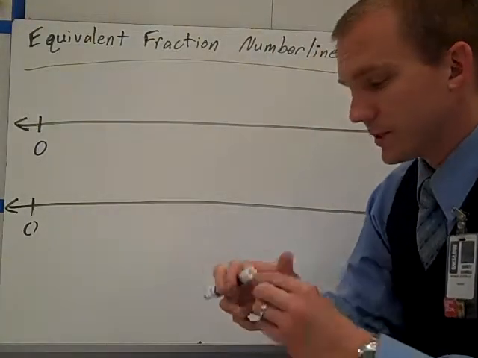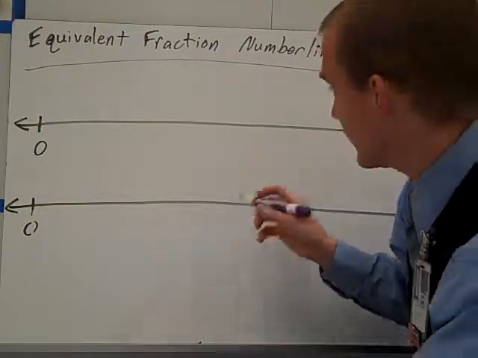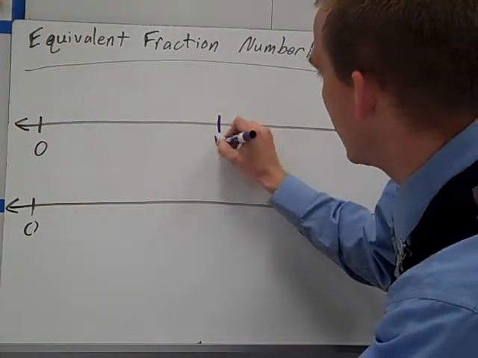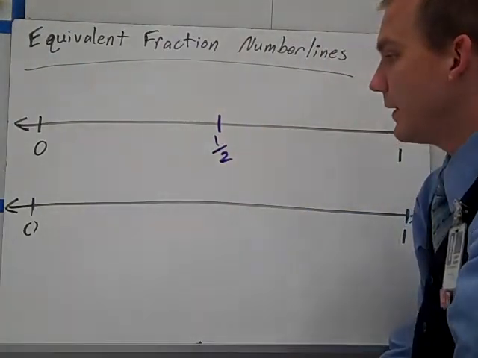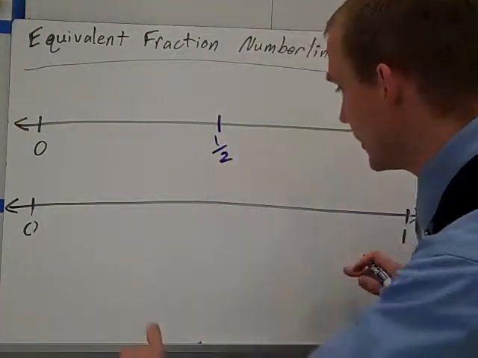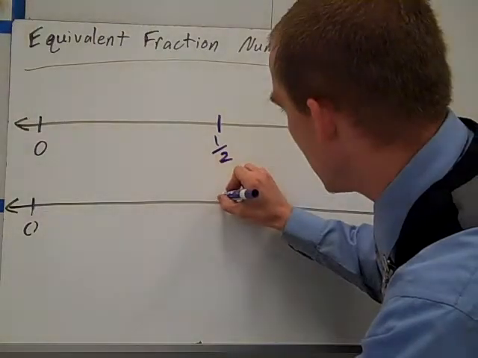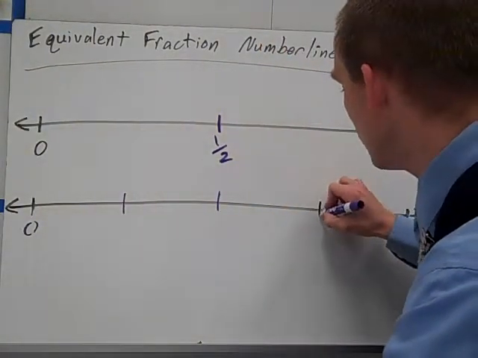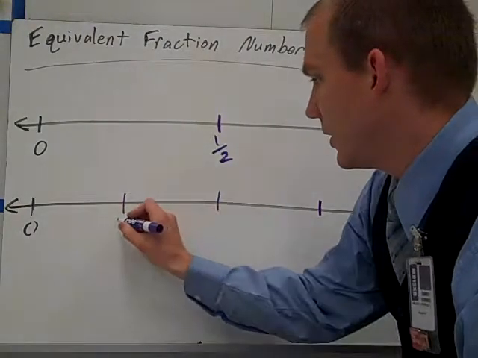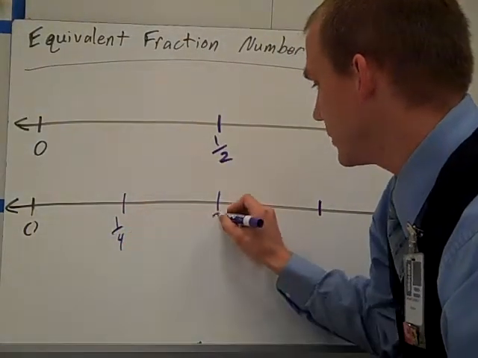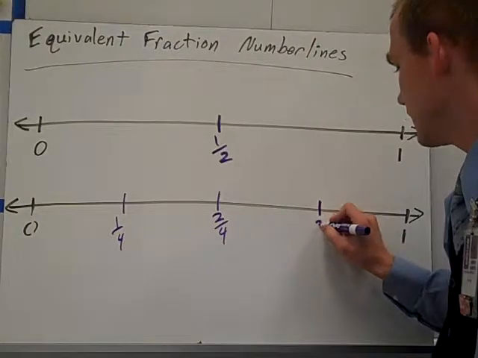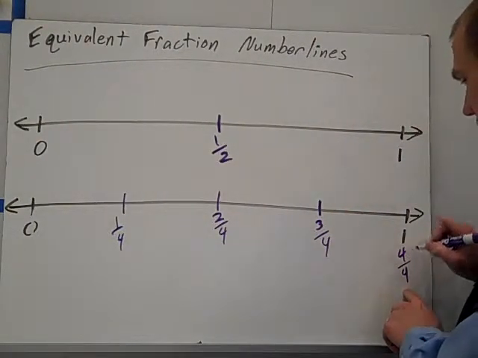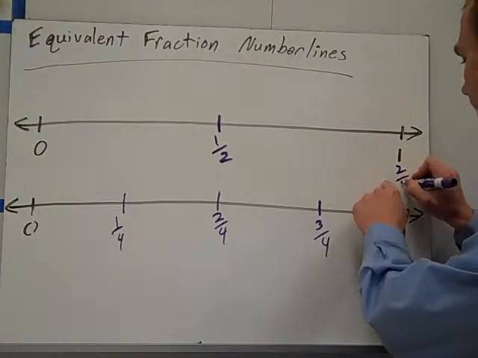Then what you want to do is just pick your fraction. So first I'm going to do half, so 0 to 1, about halfway, and that is 1/2. And now I'm going to do fourths. And I remember when I do fourths, I go 0 to 1, I split it in half, and then I split each one of those halves into fourths. So now I have 1/4, 2/4, 3/4, and over here at 1 would be the 4/4, and over here at 1 again would be 2/2.